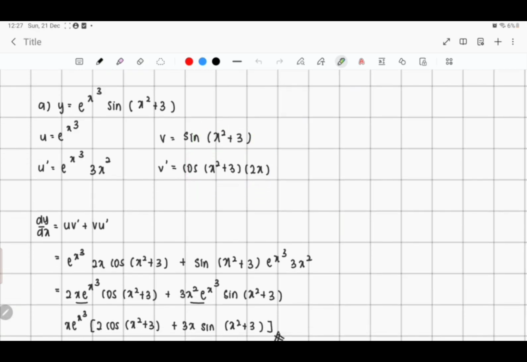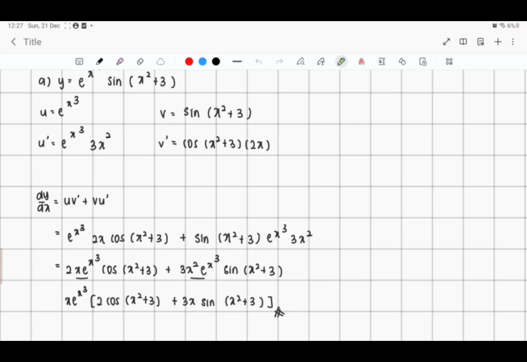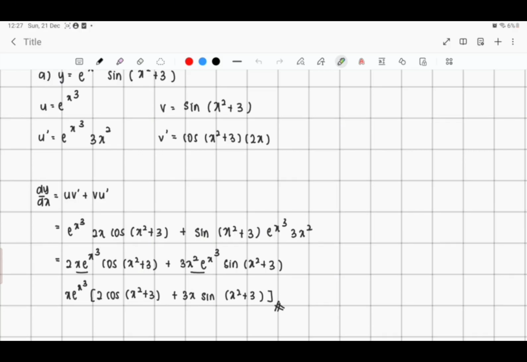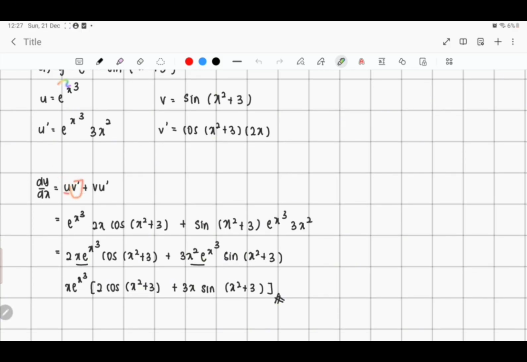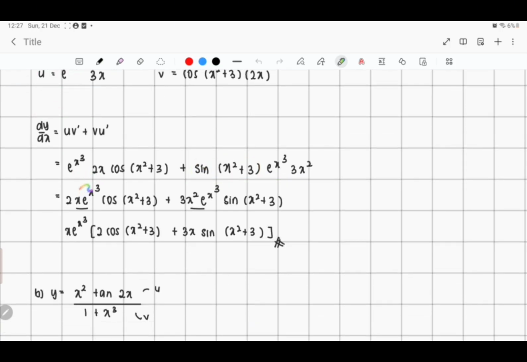After we differentiate, we just have to rewrite the u and v into the equation. First, u and v prime, and then plus v and u prime. I have simplified it. Look here.